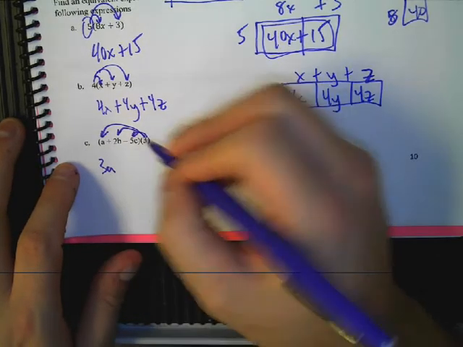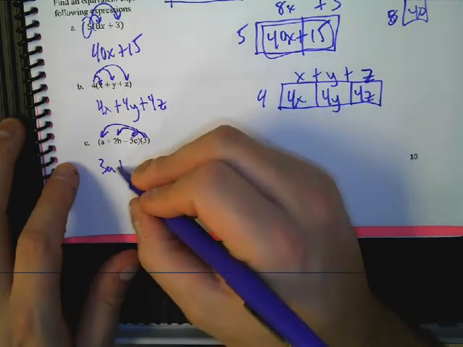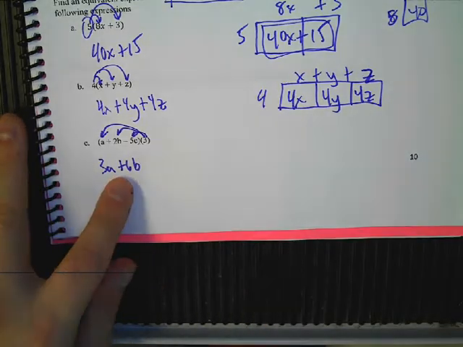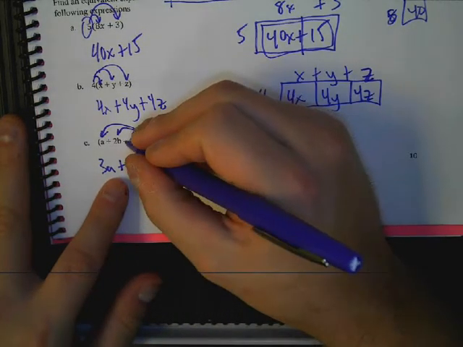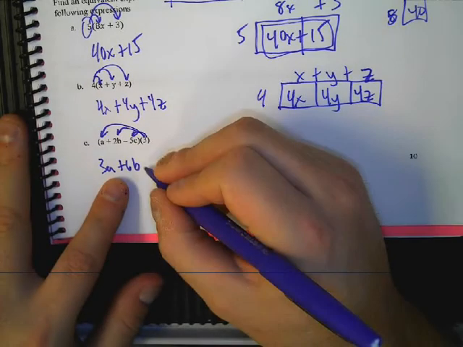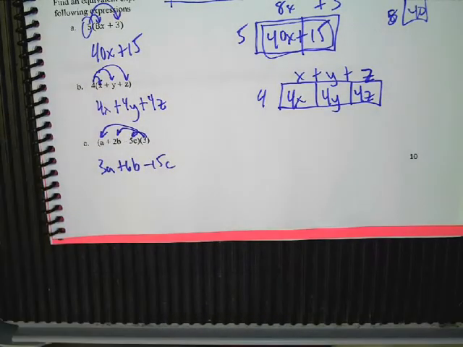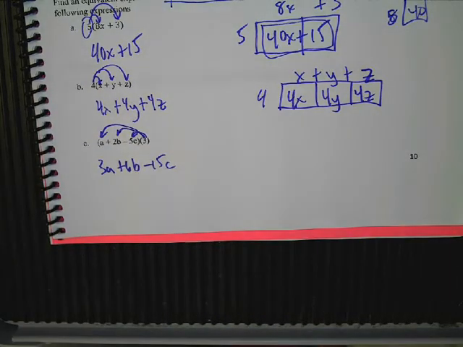Now careful on this one. It's 3 times negative 5. 3 times negative 5 will be negative 15c. And that's one thing you'll have to be careful of, the signs, and that seems to be where most mistakes are made. Okay, here's what the area model looks like.